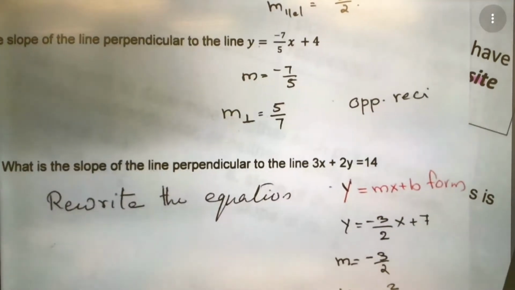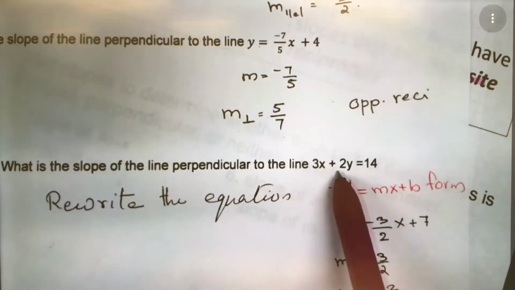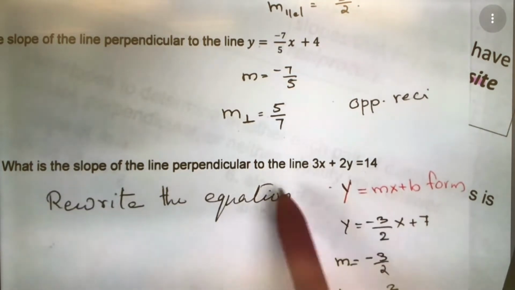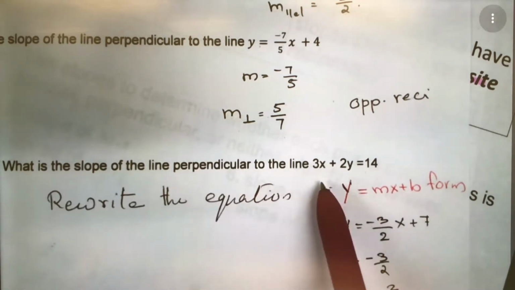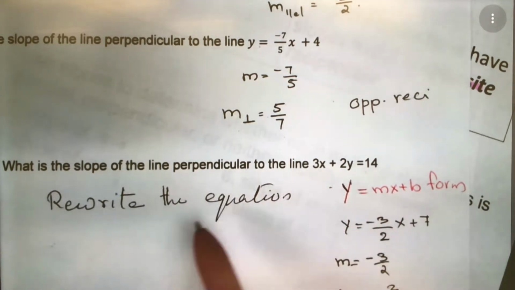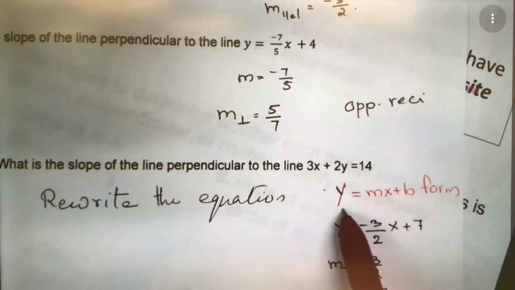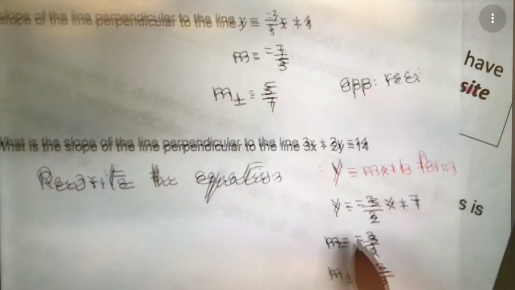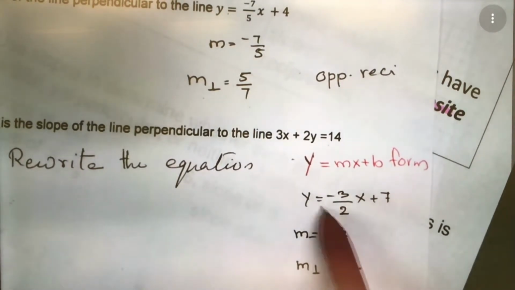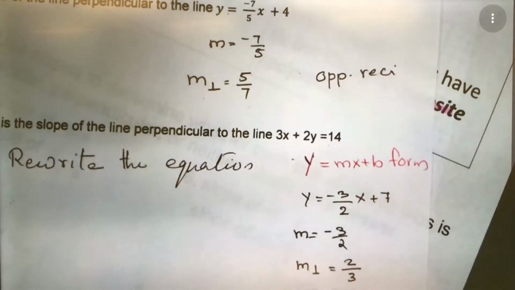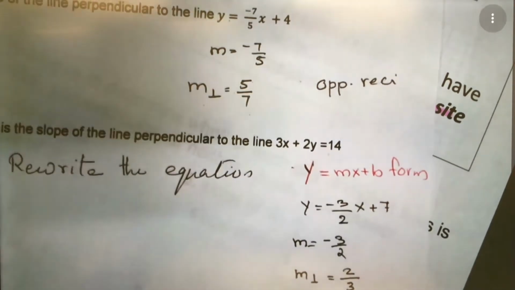Here is the next question. 3x plus 2y equals 14. You need to identify the slope of the perpendicular line. First, as I said earlier, you need to rewrite the equation to y equals mx plus b form. When you do that, you will get this. The slope of the given line is negative 3 over 2. So the slope of the perpendicular line should be the opposite reciprocal, which is 2 over 3.